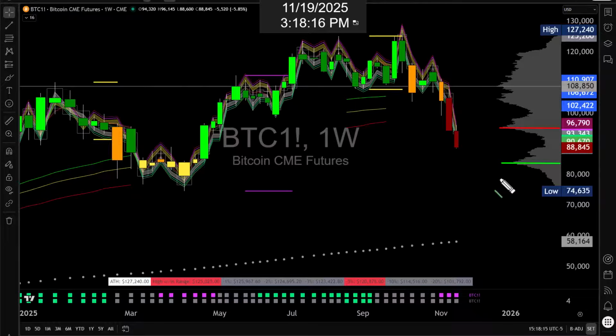And that's ultimately how I would look at Bitcoin. Keep that longer term horizon if you're a bull, but if you're a bear, short the rips.